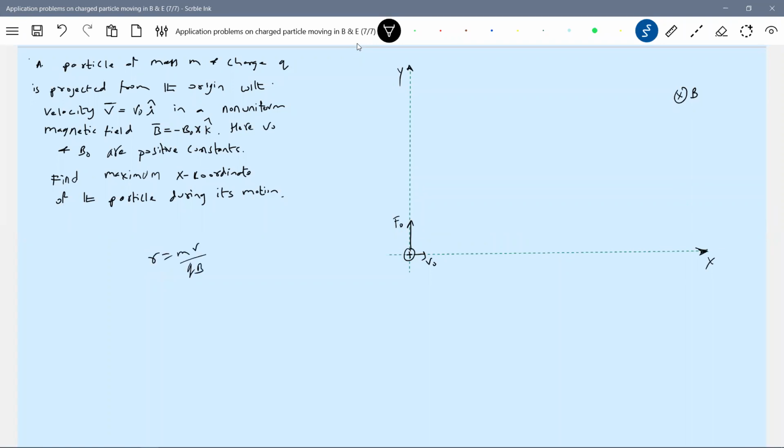As the particle moves, we know what happened to speed. The work done by the magnetic force on a moving charged particle will be 0. So nothing will happen to the speed of the particle. But here, look at this one. As it moves, the B will increase, so R should decrease.